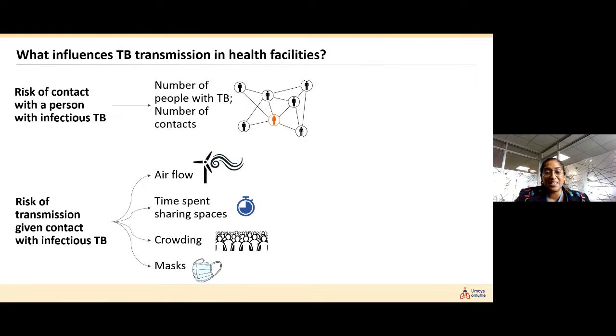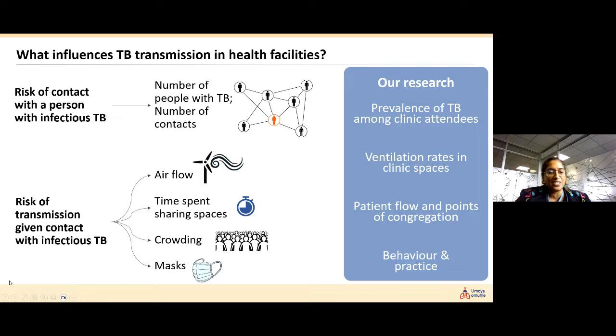I'm going to briefly highlight the findings of our research that aim to better understand what influences TB transmission within health facilities. To simplify, the risk of contact with a person with infectious TB depends on the number of people with TB and the number of contacts between people with infectious TB and those without. The risk of transmission, given contact with someone who has infectious TB, is influenced by airflow, time spent together, crowding, and masks. And so the next few slides will highlight our findings in each of these areas.